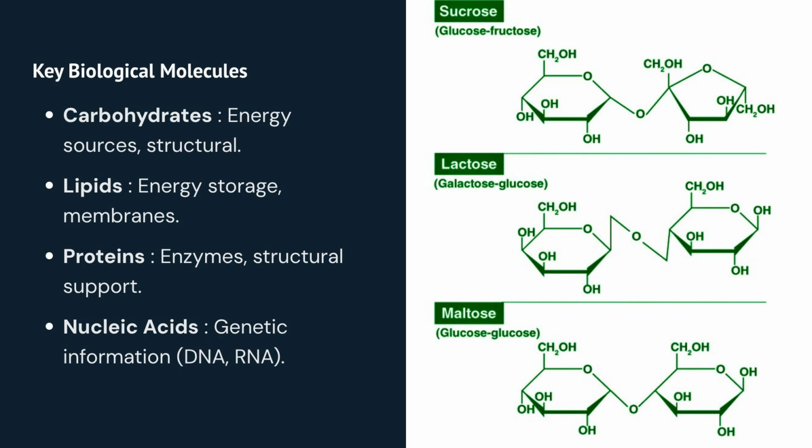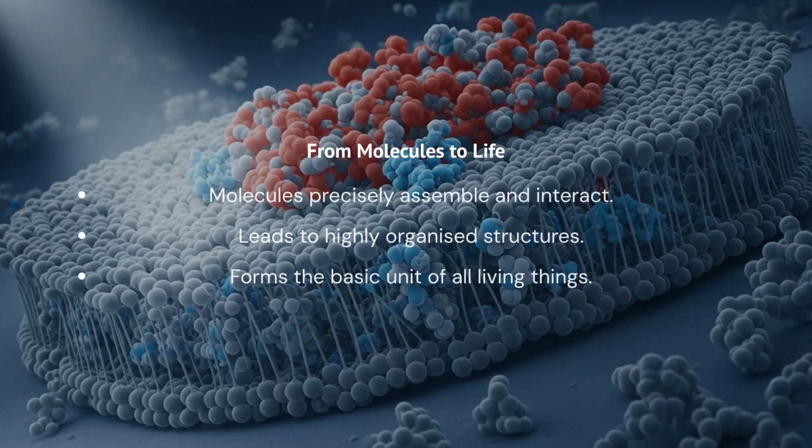complex macromolecules. These macromolecules include carbohydrates for energy, lipids for cell membranes and energy storage, proteins that perform countless functions from enzymes to structural support, and nucleic acids like DNA and RNA, which carry our genetic information. These intricate molecules don't just float around randomly, they precisely assemble and interact in highly organized ways.